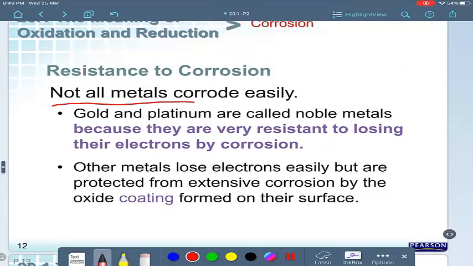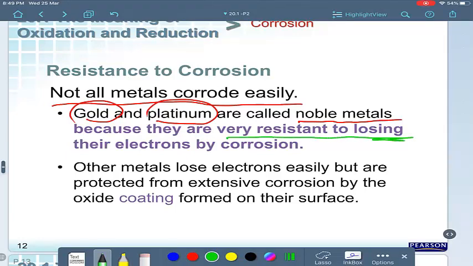Not all metals corrode easily. It's not easy. Some elements resist corrosion, like gold, like platinum. For this reason, they are very expensive. Why do they resist corrosion and not corrode easily? Because they are noble metals, not active. If I ask you why, you can say because they are very resistant to losing their electrons. We have other metals that lose electrons easily.